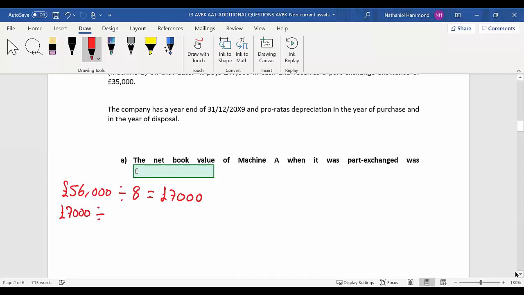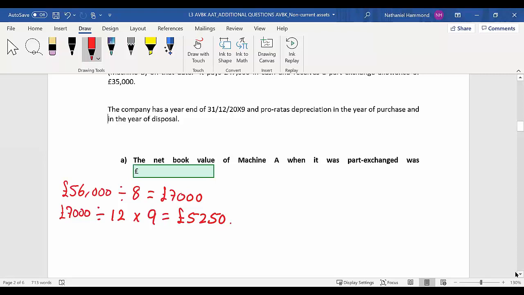We're going to divide that by 12 months. And we're then going to times that by the amount of applicable months, which in this instance is 9 months. So that, if done correctly, should give us a figure of £5,250. So in the first year, we now know what our depreciation is, and that includes the 9 months.